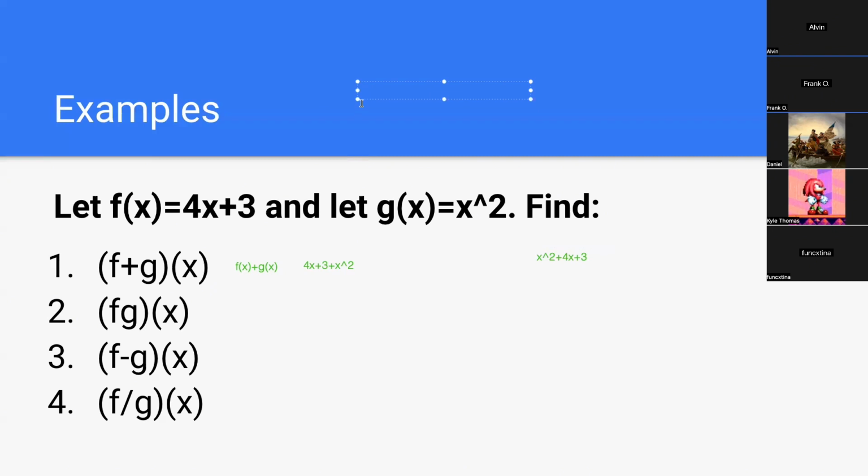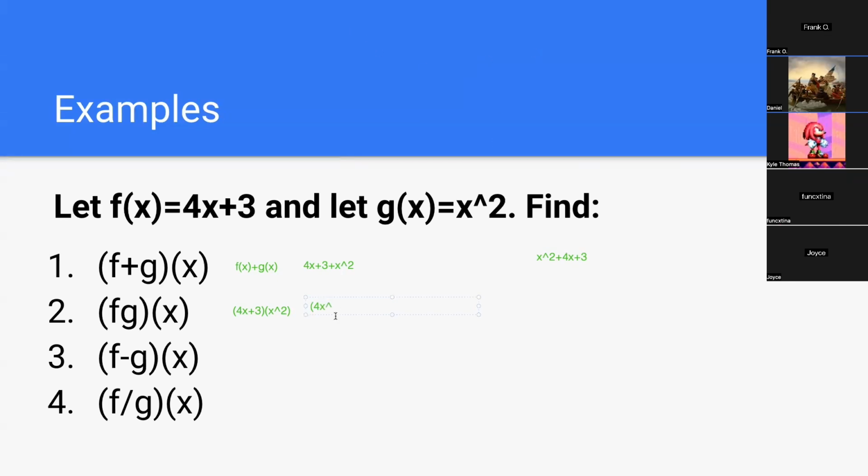This is pretty straightforward. Next one, we have f times g of x. What you would do here, again, plugging in the 2 values: 4x plus 3 times x squared. And through that, you would get 4x to the third plus 3x squared.